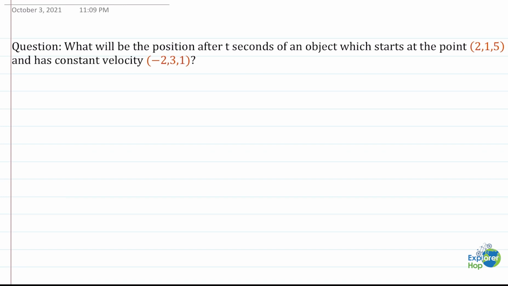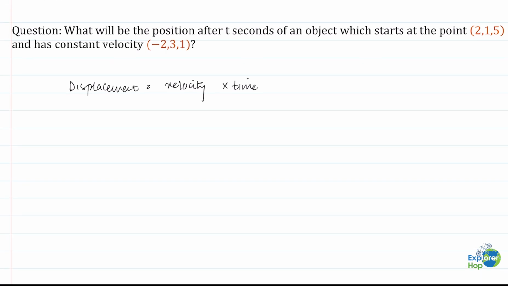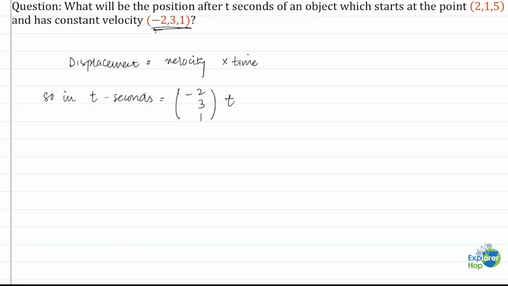So let's start. We know from physics that the displacement is always equal to velocity multiplied by time. For constant velocity, obviously the displacement is equal to velocity multiplied by time. So in t seconds, the displacement of an object with velocity (-2, 3, 1), and we know that the time is t seconds, this would be the displacement in t seconds of an object with this velocity.